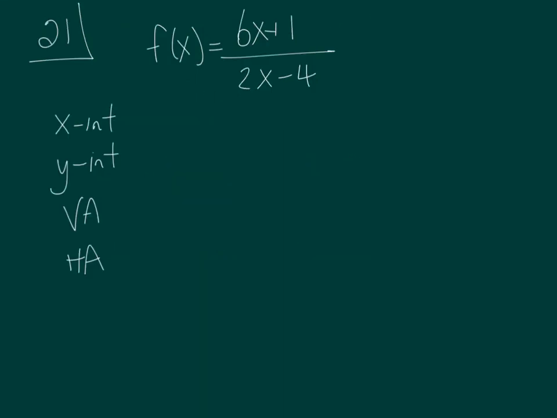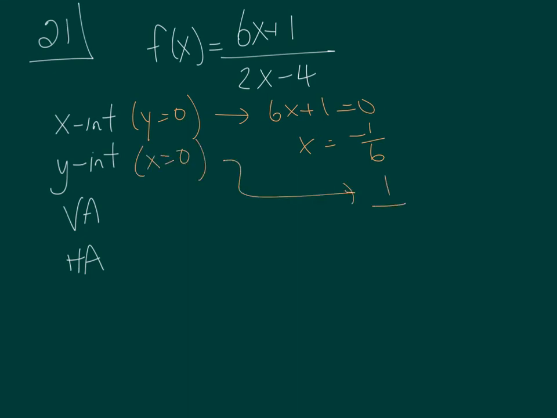Let's find the key features of this function, (6x + 1) over (2x - 4). The x-intercept happens when y equals 0. Solving when y equals 0, the 2x - 4 on the bottom would multiply both sides and we'd just get 6x + 1 equals 0. Then x equals negative 1/6. So to find the x-intercept, we need to set y equal to 0, and that's the same as making the numerator equal to 0, so x equals negative 1/6. This is the x-intercept. To find the y-intercept, we're going to set x equal to 0, which gives a value of 1 over negative 4.